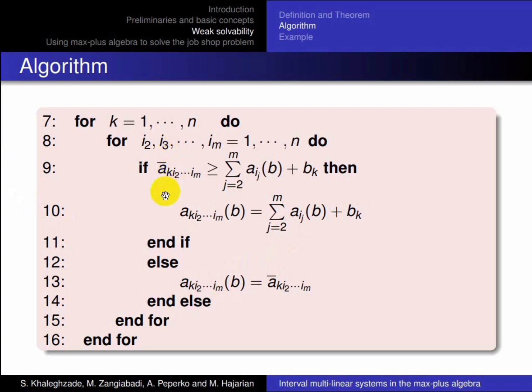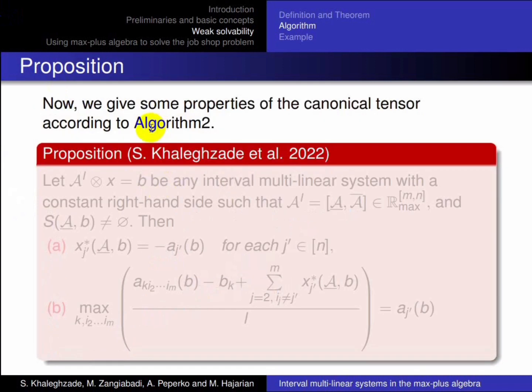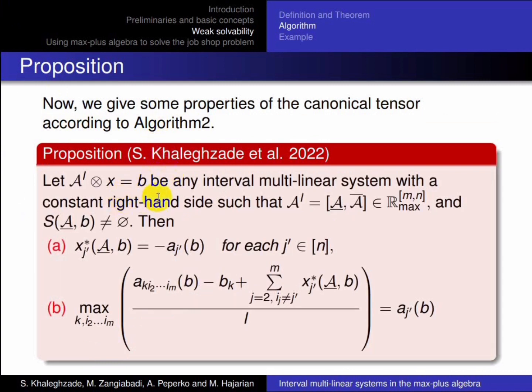And at the end of this algorithm, we have the canonical tensor A of B. Now we give some properties of the canonical tensor according to algorithm 2. In this proposition, let an interval multilinear system with a constant right-hand side and the solution set of underline A, B not equal empty.